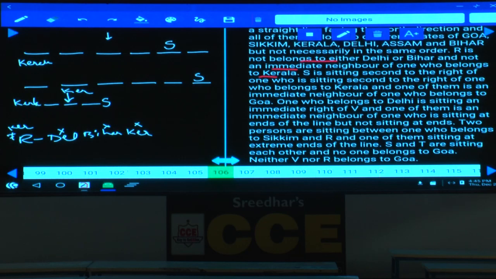S is seated second to the right of the one who is seated second to the right of the one who belongs to Kerala, and one of them is an immediate neighbor of the one who belongs to Goa. Now one of them means either S or Kerala is an immediate neighbor of the one who belongs to Goa. Isn't it? Either this person Kerala or the person S is next to the person who belongs to Goa.